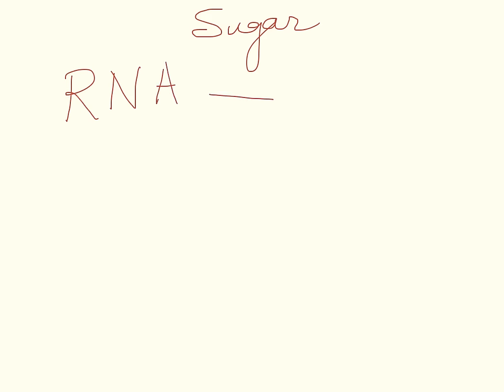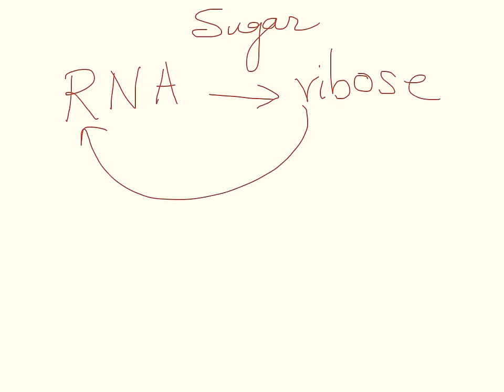Now let's talk about the second component, sugar. Pentose sugar. In RNA, the pentose sugar is ribose. That's where the R comes from. Now, this ribose has a structure like this.